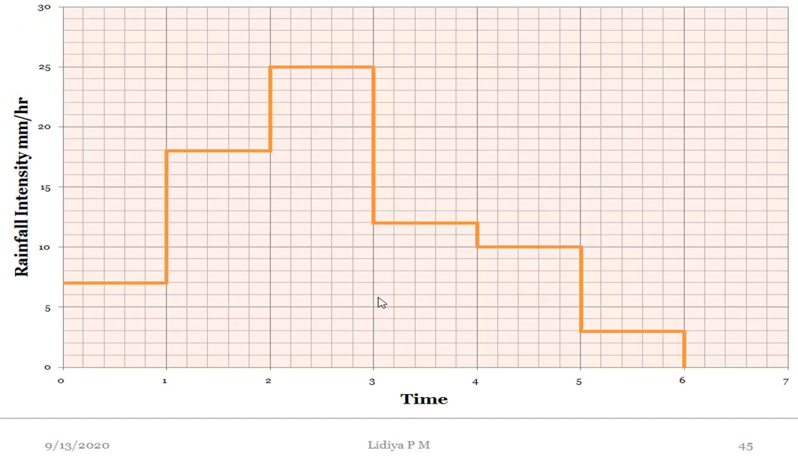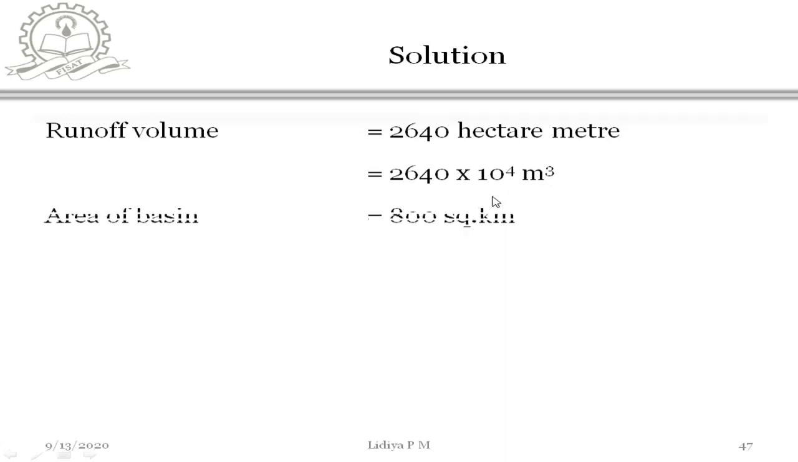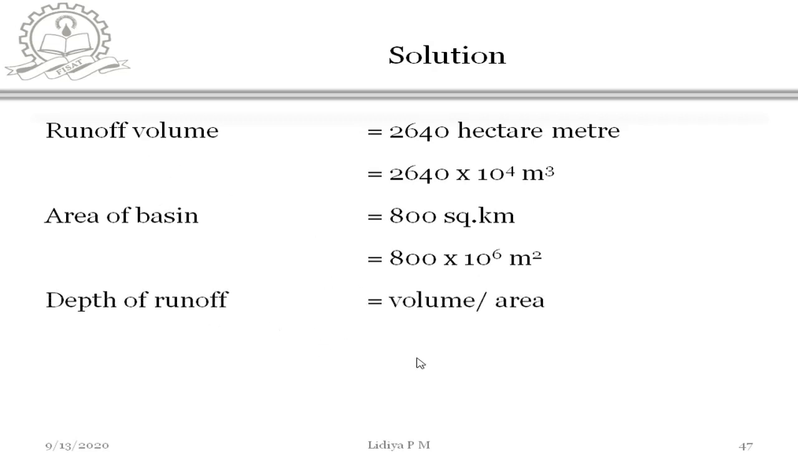So first, the runoff volume is 2640 hectare-meter. I am converting that hectare-meter into meter cube. That is, 1 hectare is equal to 10 raised to 4 meter square, into meter you will be getting meter cube. So 2640 into 10 raised to 4 meter cube. Then the area of the basin is 800 square kilometer. Convert that into meter square: 800 into 10 raised to 6 meter square. Then runoff depth is equal to volume divided by area.